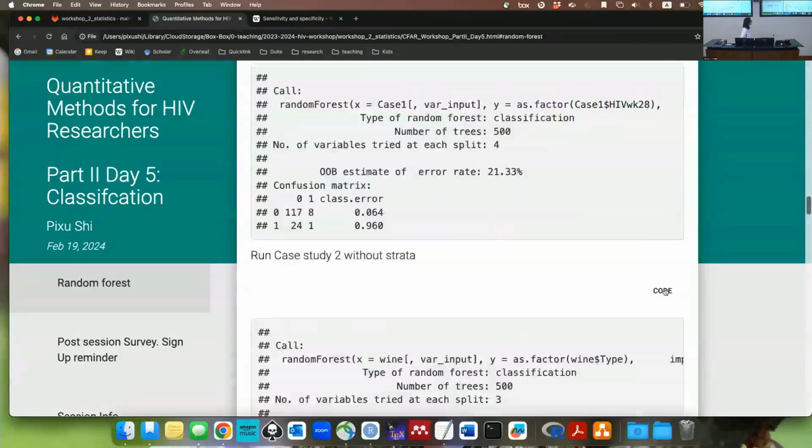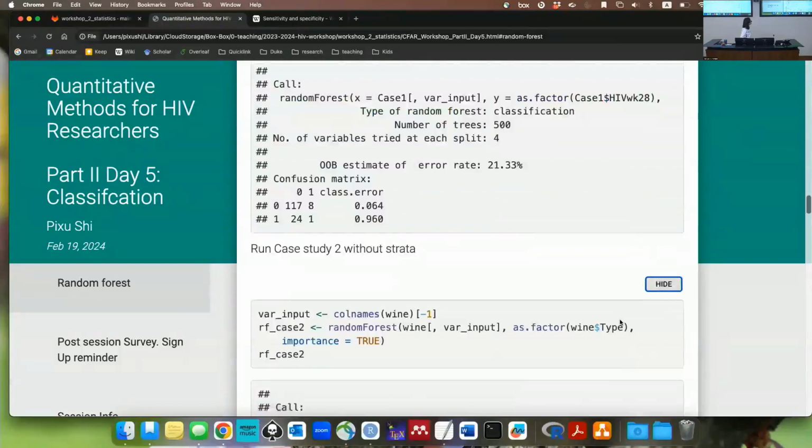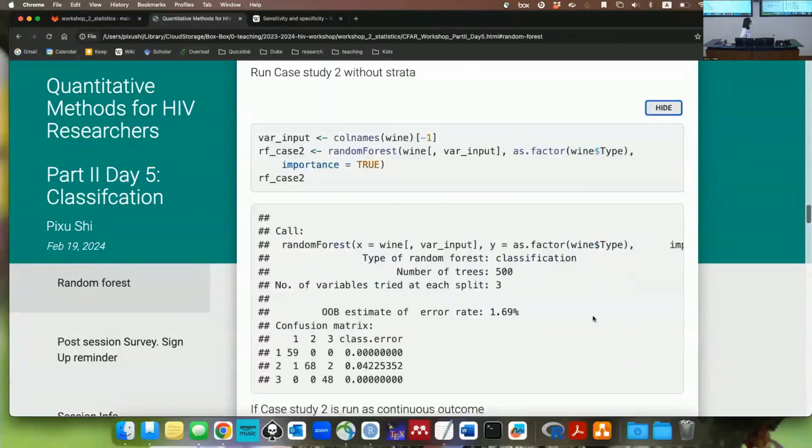And for the wine data, it's more balanced, and the signal is also very strong. If you run a random forest on it, the diagonal entries are the correctly classified ones. You only have 3 samples that are misclassified.